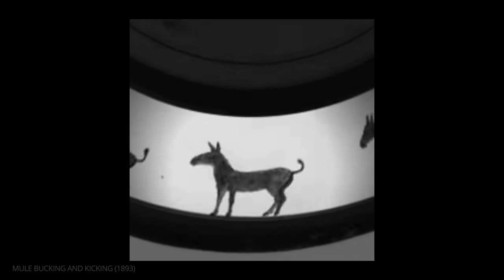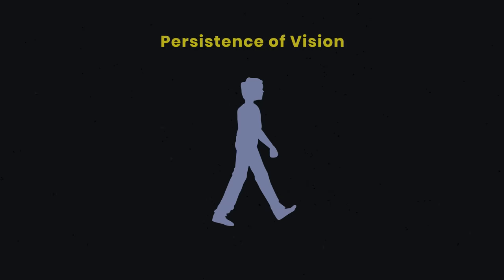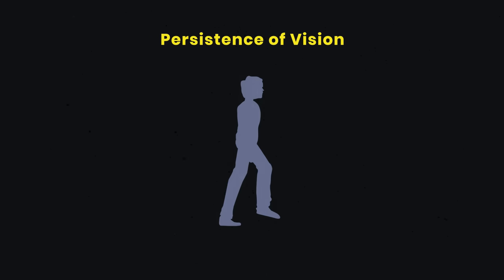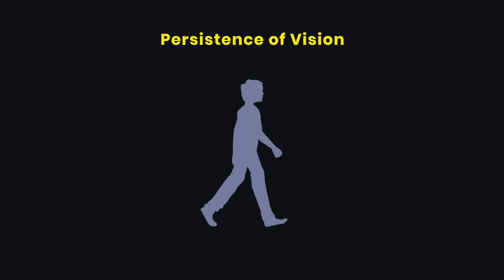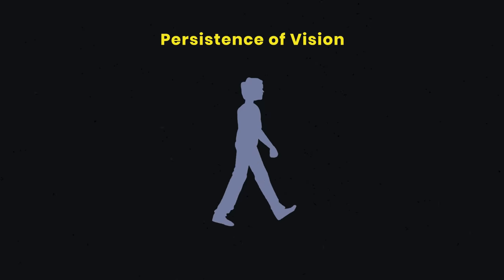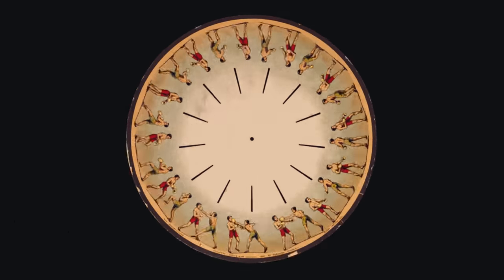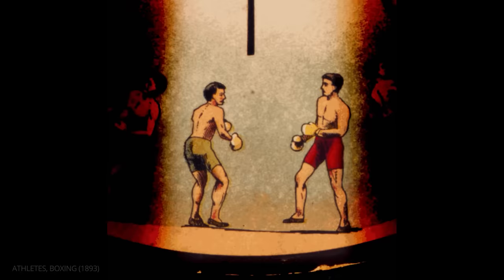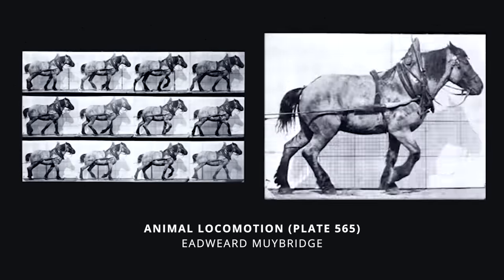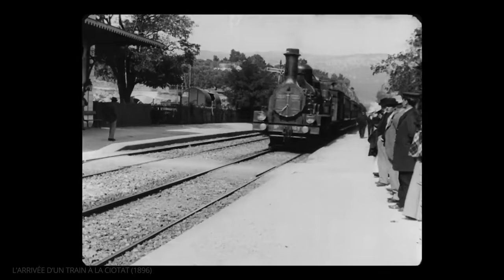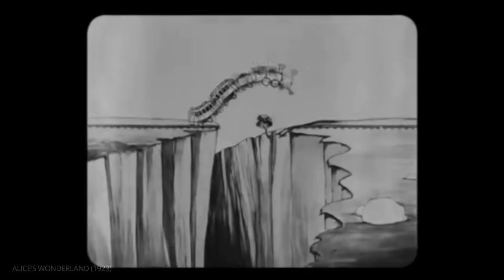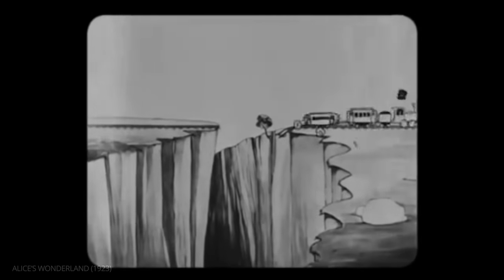Muybridge and others were employing what is called persistence of vision to convince the audience their images were moving. The persistence of vision refers to when a person continues to see an object for a moment after the light has entered the eye. This phenomenon means that a succession of images can be interpreted as one fluid motion. All of these pre-cinema revelations and techniques meant that when film came along, animation was quick to follow.